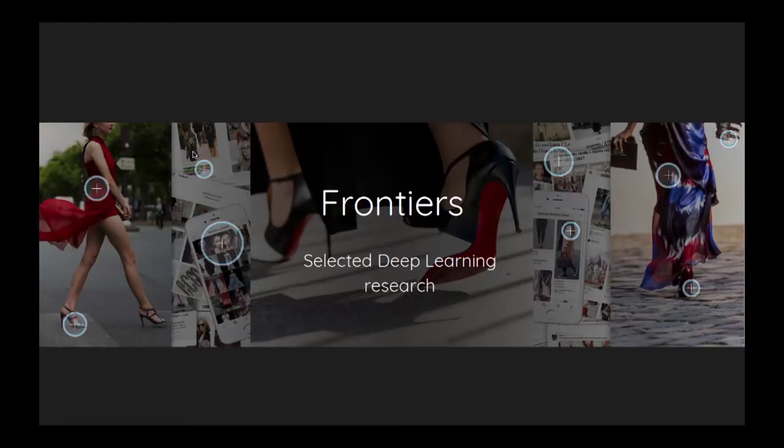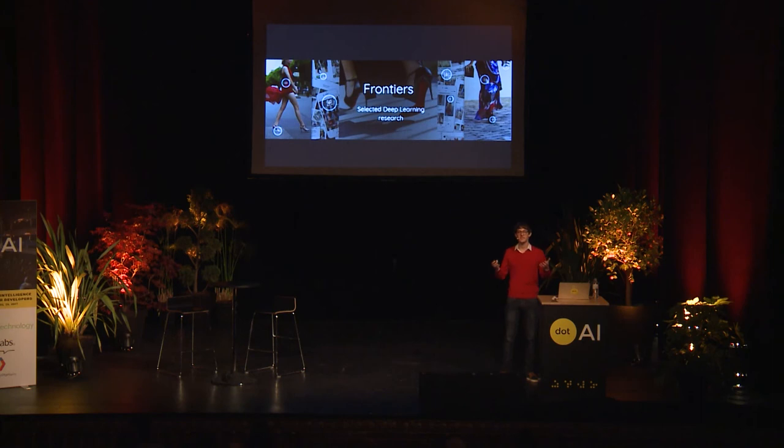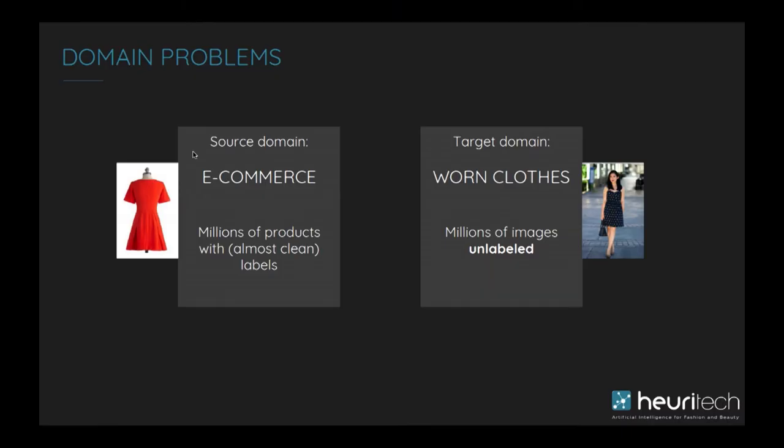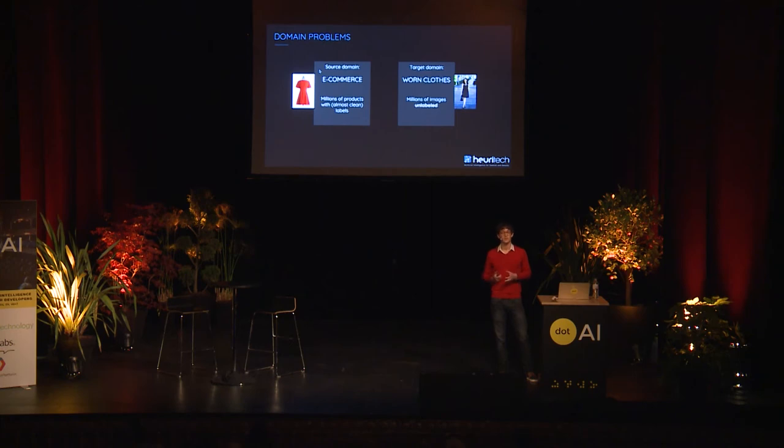So then I would like to show you a bit of the frontiers, some recent selected deep learning research that will help us be better at this pipeline. One we've recently worked with is called domain adaptation. So what is a domain and what are domain problems? Here, for instance, in fashion, I have two domains. One would be e-commerce, with very easy pictures with white background, and one would be worn clothes, with any kind of background, occlusions and difficulties.